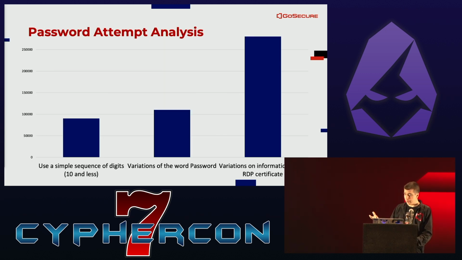In the password attempt analysis, we saw things like a PIN number, so a simple sequence of 10 or fewer digits. We saw variations on the word password, but what we didn't expect to see is variation on the information stored in the RDP certificate. It means that attackers are looking at that security handshake, extracting strings out of it, host name, domain, CN, stuff like that, and then using that in the attack that they are mounting against the system.